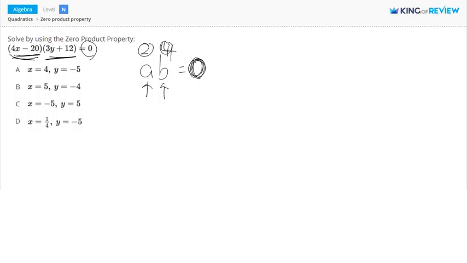So what we're going to be thinking about is, number one, what if this, the 4x minus 20, was equal to 0? So let's write that down. 4x minus 20 is equal to 0. And second, what if this value, the 3y plus 12, was equal to 0? So we're going to write that down. 3y plus 12 is equal to 0. Okay, so let's solve this.